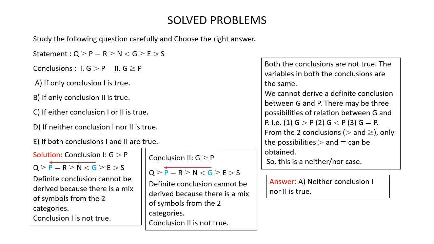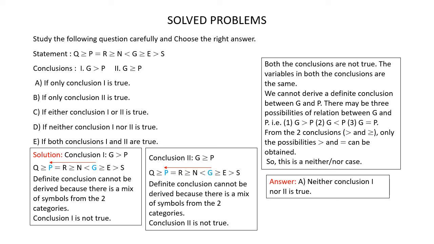So clearly you can see that the symbol less than belongs to category 2 and the symbol greater than or equal to belongs to category 1. So there is a mix of symbols here. So a definite conclusion cannot be derived between G and P because there is a mix of symbols from the two categories. Now, since a definite conclusion cannot be derived between G and P, conclusion 1 is not true.